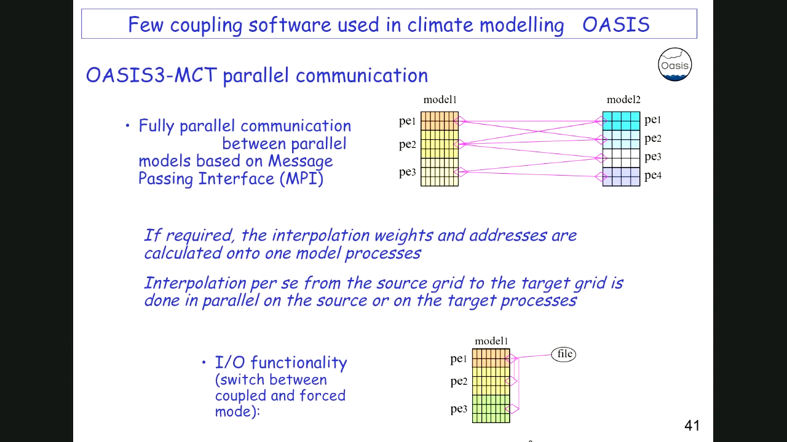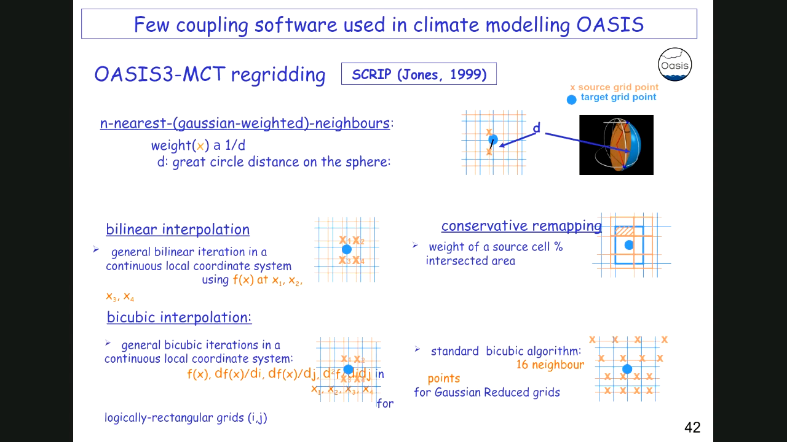So I will skip this about the communication. So this is just an illustration of the different types of regridding that you have in Oasis, but you have this in almost all standard couplers. You have, for example, a nearest neighbor interpolation where for each target point you take the nearest value on the source grid. You can have bilinear interpolation where you use the four enclosing neighbors.